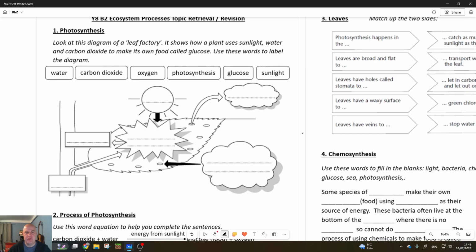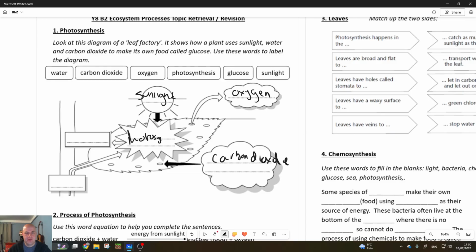So here we have photosynthesis. Now you're going to fill in the words. Now here's the sun, okay? So this is obviously sunlight. Brilliant. Next over here we have something coming out of the leaf. That's probably a gas. That's going to be oxygen, isn't it? Okay, now if that's going out of the leaf, what gas goes into the leaf? That's right. Carbon dioxide.